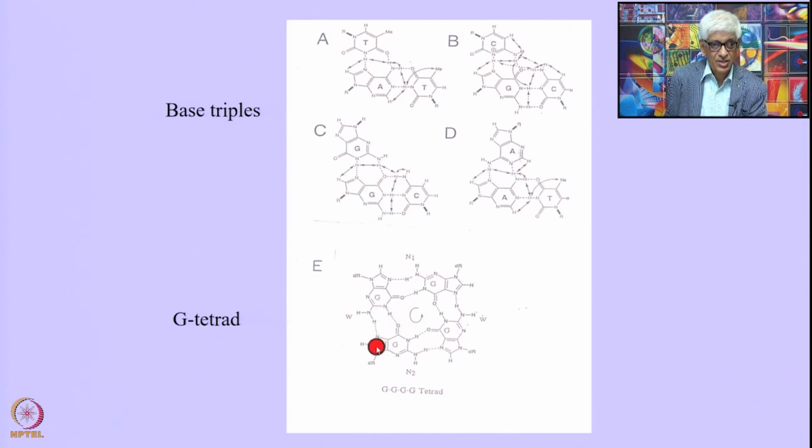It uses this nitrogen, this oxygen, this nitrogen, iminoproton and this aminoproton. All of these are involved in the hydrogen bonding in a very symmetrical manner. So this produces a G tetrad, which is an extremely stable structure. I will show you examples of how this 4-stranded structure is possible and how this can be extremely stable.